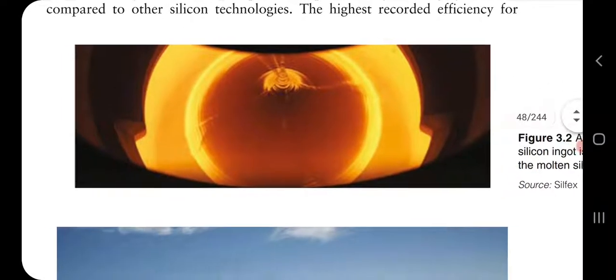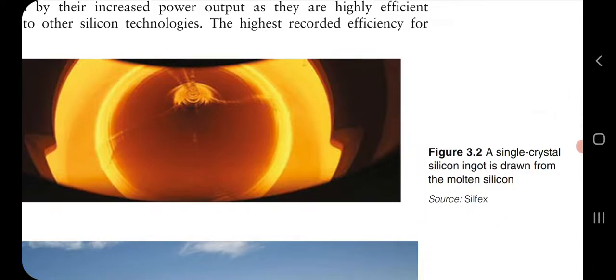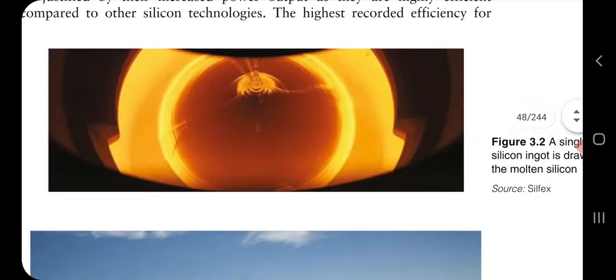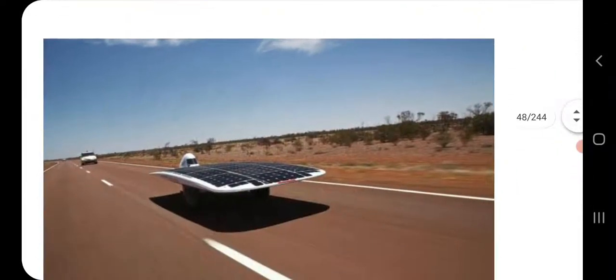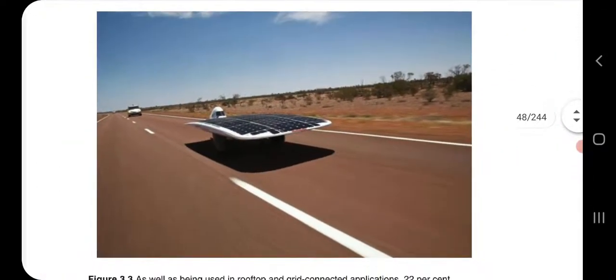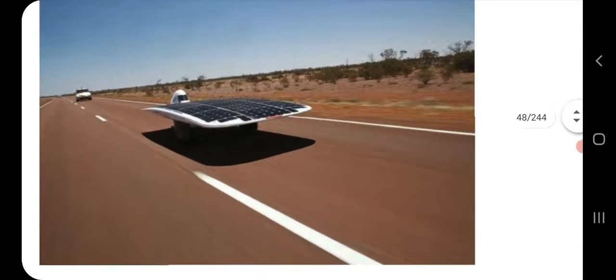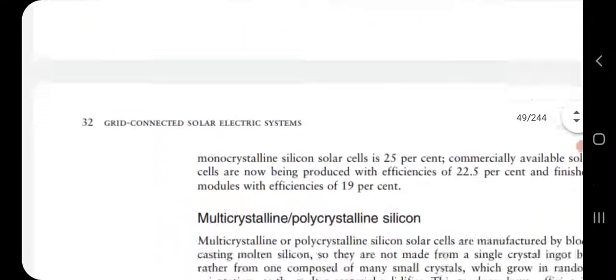You can see this is a single crystal silicon from which the monocrystal silicon is obtained. And another use is in cars, to drive the car.